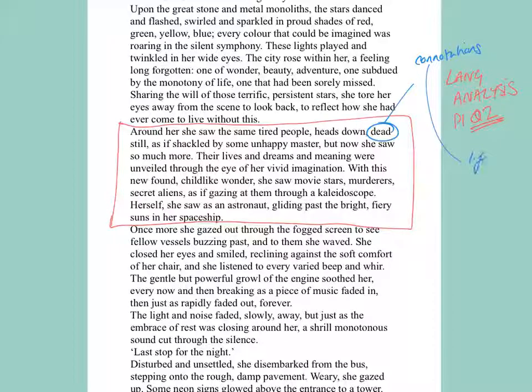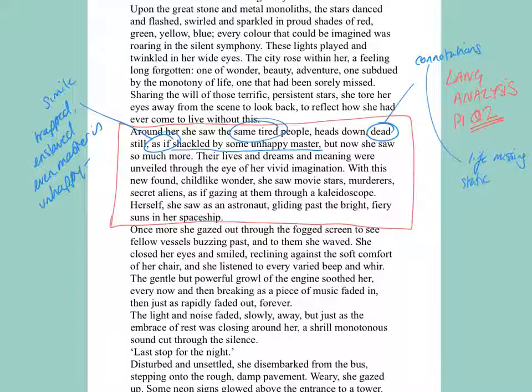life missing, static. As if is a simile, and then I look at what that simile is actually showing: as if shackled by some unhappy master. So actually these tired people are trapped, enslaved, even. Master is unhappy. So it's painting a picture. No, I'm not going to say painting a picture because that's a bad phrase to use. Even master is unhappy, creating the impression of a society which is enslaved.